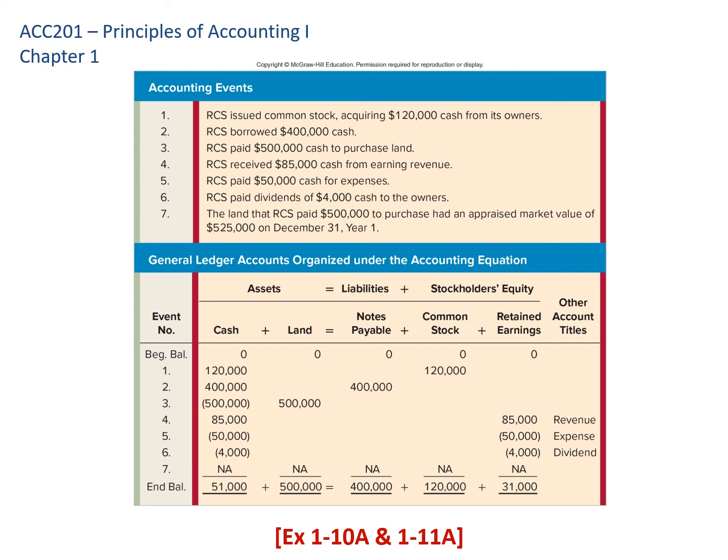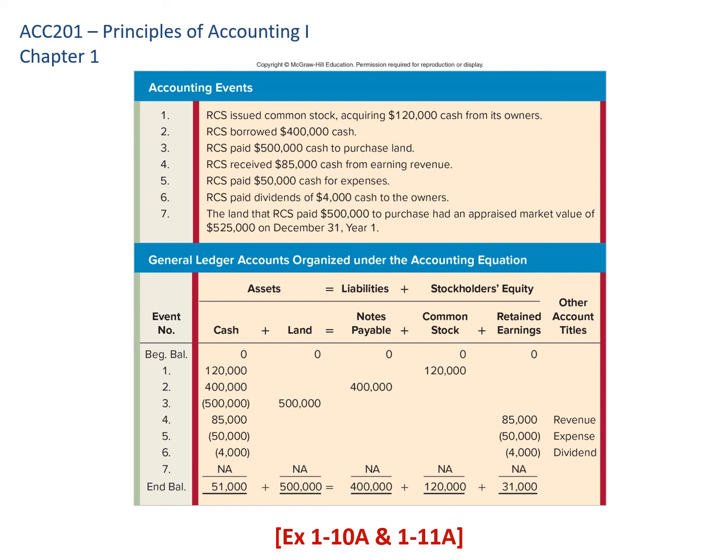The next one, RCS paid $50,000 cash for expenses. So that's an asset use transaction. Cash goes down. Well, if revenues pulled up retained earnings, expenses are going to pull them down. So my retained earnings decreases with an expense and cash goes down. So that's an asset use transaction. Both sides go down.